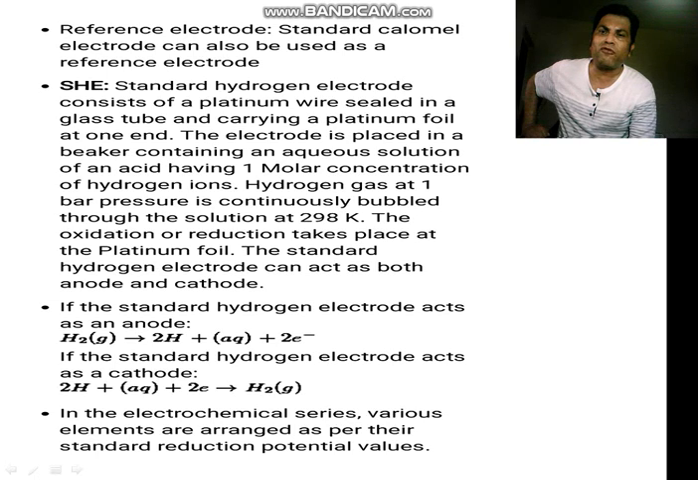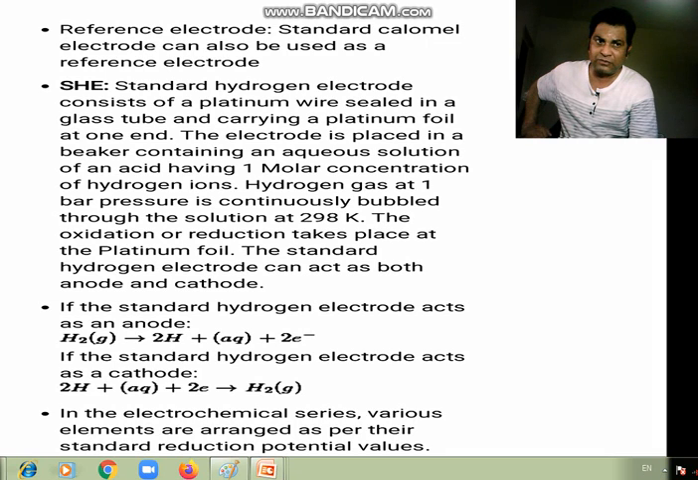SHE. SHE is the short form of standard hydrogen electrode. It consists of a platinum wire sealed in a glass tube and carrying platinum foil at one end. That figure you have seen. The electrode is placed in a beaker containing an aqueous solution of an acid having 1 molar concentration, and that all we have studied. So you can read this from the figure and remember it. This is our reading task just now.